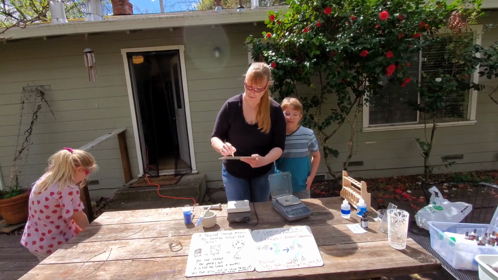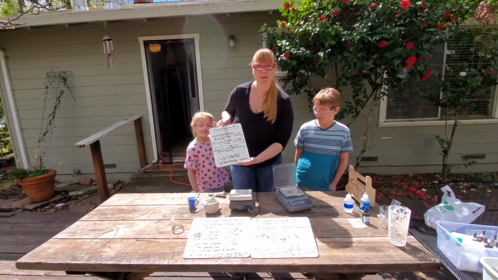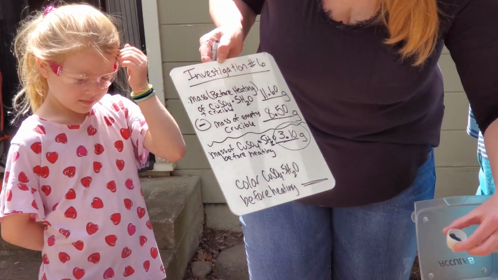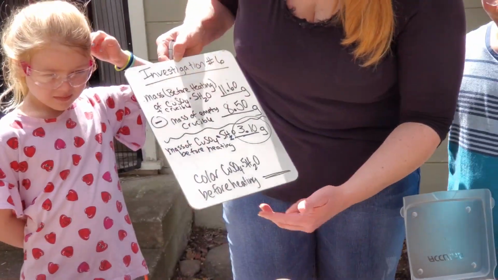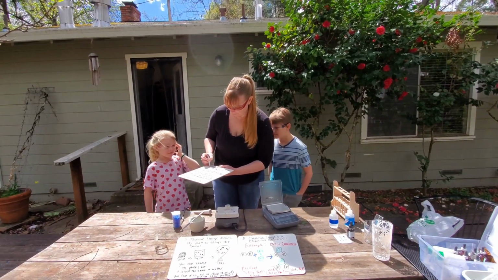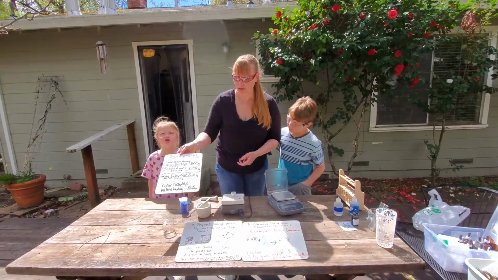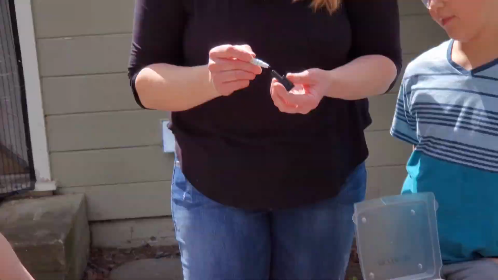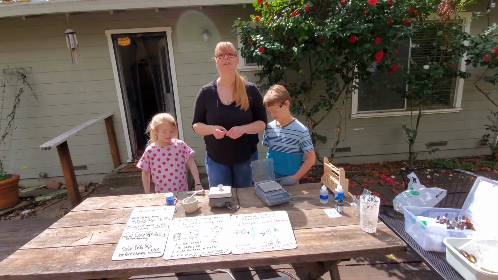Okay, so we have powder before heating of 3.1 grams. And also we're going to write down the color. It's blue. Okay, so blue is BL. That's where we're starting. I'm now going to heat this and I'm going to see what happens.